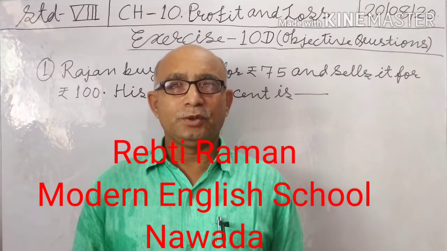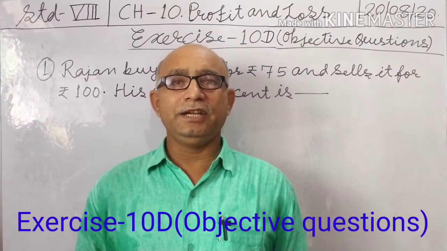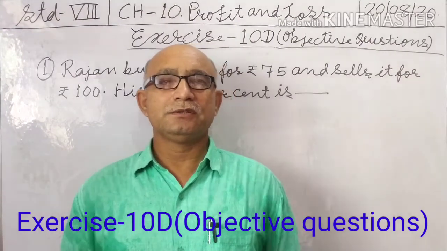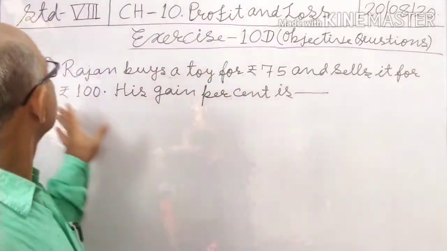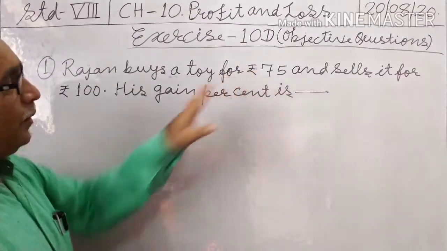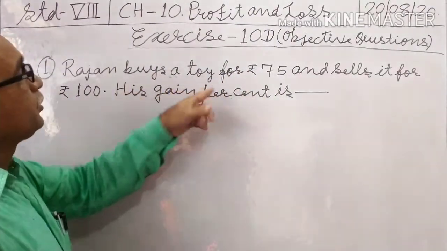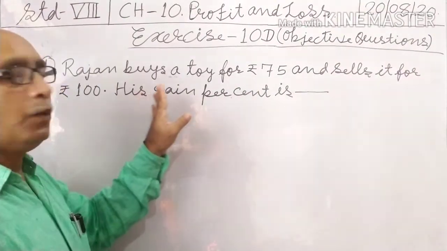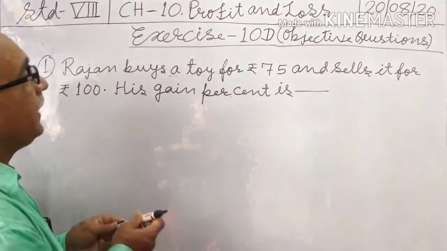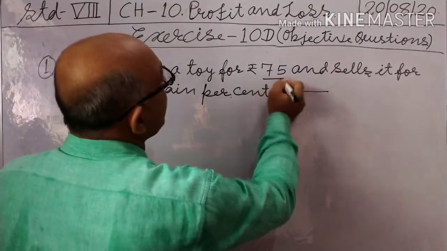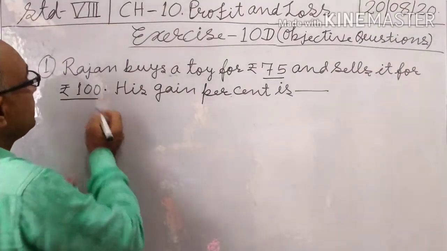Our students, today I shall solve exercise 10D objective questions of chapter 10, Profit and Loss. Exercise 10D objective questions. Question number 1. Rajan buys a toy for rupees 75 and sells it for rupees 100.